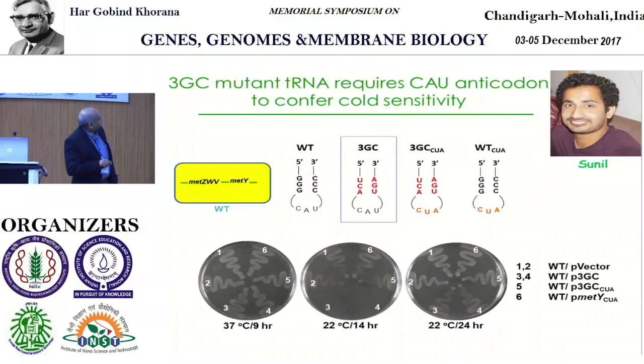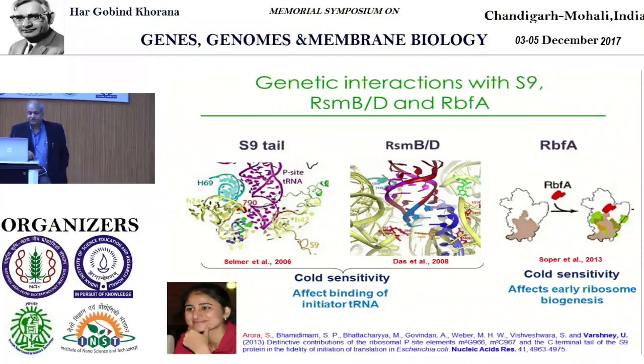Now, if he changes the anticodon from wild type to CUA, such that it will not normally participate in initiation, that defect is not seen. So here is a situation where he has changed the anticodon, and in sector 5 the growth is quite good. So he figured out that there is actually involvement of this tRNA in initiation, and that must be connected with ribosome biogenesis. Now the question was, is it really so?